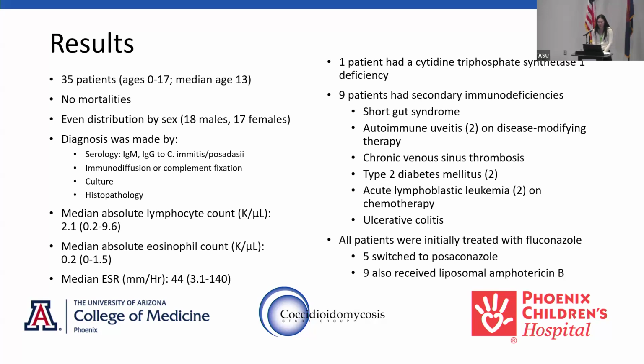So out of 35 patients, 1 patient had a primary immunodeficiency, cytidine triphosphate synthetase 1 deficiency, and 9 patients, about a quarter of them, had secondary immunodeficiencies, which included short gut syndrome and autoimmune uveitis. Both of them were on disease-modifying therapy. Also, chronic venous sinus thrombosis, type 2 diabetes, acute lymphoblastic leukemia, where they were either on chemotherapy or post-chemotherapy, as well as ulcerative colitis.